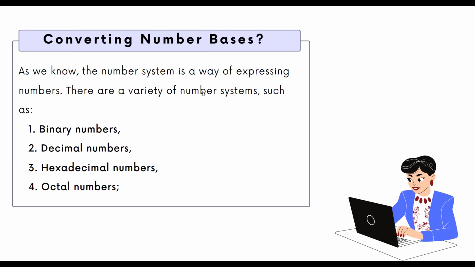So here what we are going to do is convert number bases, which is nothing but a way of expressing numbers. There is a variety of number systems, such as binary numbers, decimal numbers, hexadecimal numbers, and octal numbers. There are many other number systems too, but usually most of the time we use these while working. For example, you may want to convert binary to decimal, decimal to hexadecimal, or octal to binary. At that time you have to follow a kind of logic. So how can we do that? If you're converting manually, you have to follow that logic manually.